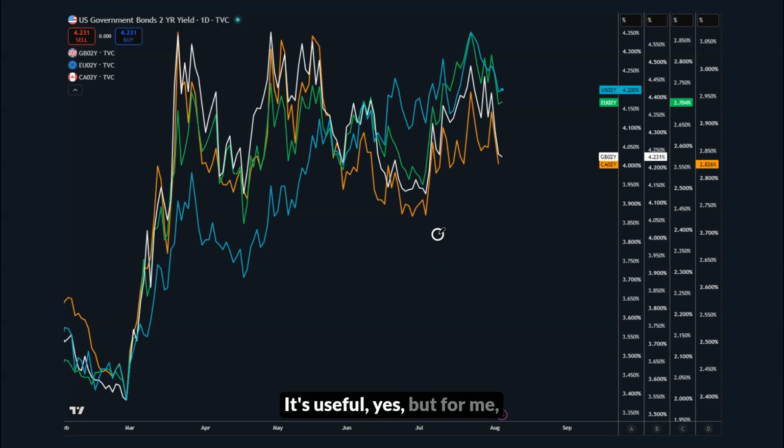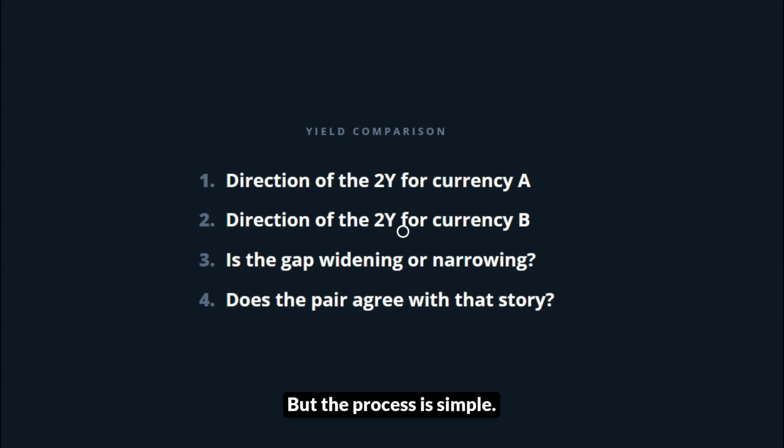It's useful, yes, but for me, it's not really my thing. I like to understand the story a bit more in depth. It's a good starting point. This dashboard is just a good starting point, but make sure you're not stopping at the dashboard because there's much more to it and we're going to get into that in the video. But the process is simple.